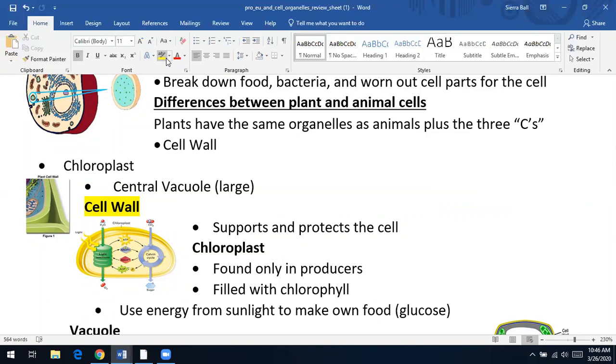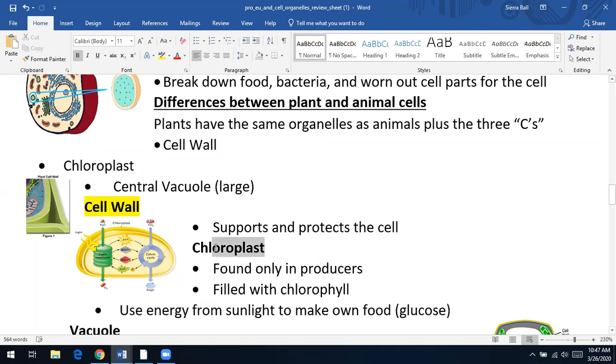Your animal cell only has a cell membrane, but the plant cells have a cell membrane and a cell wall. Why do we think they need both of those structures? What do we know about plants? Can they get up and walk away? No. So to give them that structure and rigidity so they can stand up in the ground, plant cells have those two layers of protection, okay? They have the cell wall and the cell membrane.